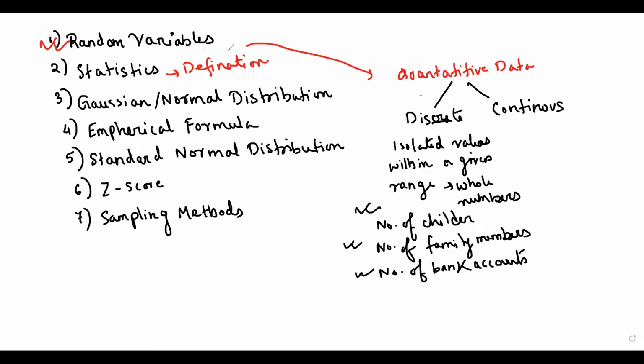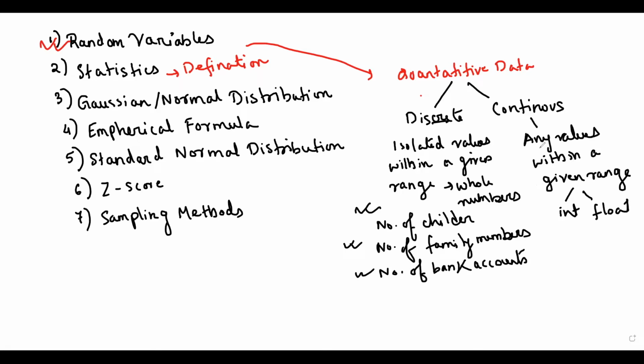Now, what are continuous random variables? These are any values within a given range. Just don't blame me, guys. I have very bad handwriting, but I'm trying my best to make it readable. So continuous random variables are any values within a given range. So they can be integers and can be float. That's why I said any values.